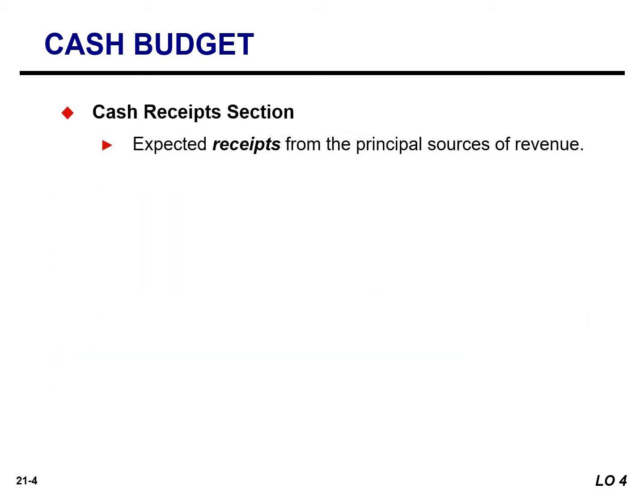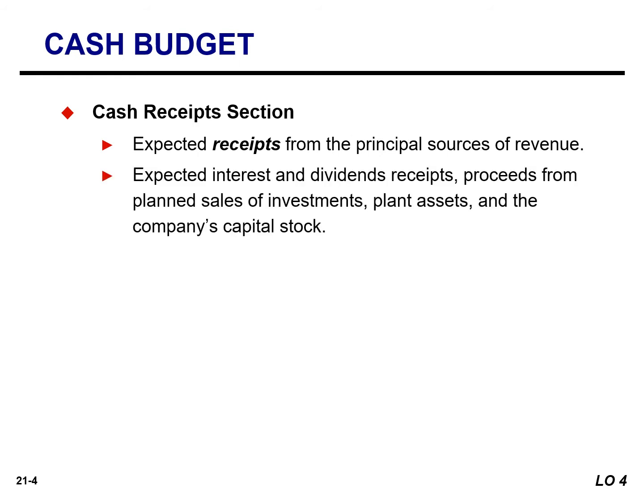The cash receipts section includes expected receipts from the company's principal sources of revenue. These are usually cash sales and collections from customers on credit sales. This section also shows anticipated receipts of interest and dividends, as well as proceeds from the planned sale of investments, plant assets, and the company's capital stock.